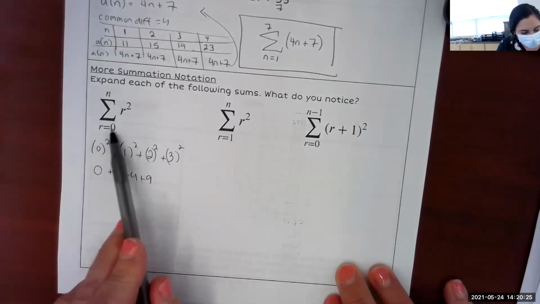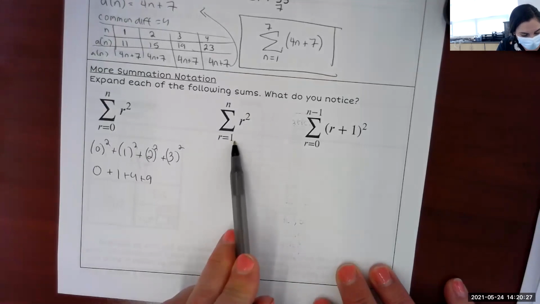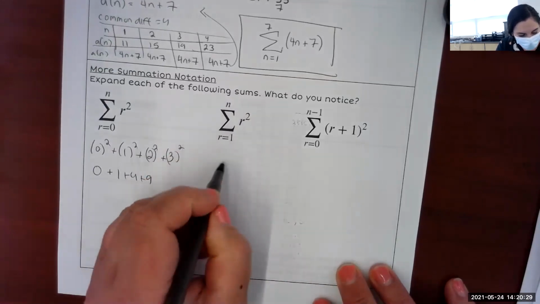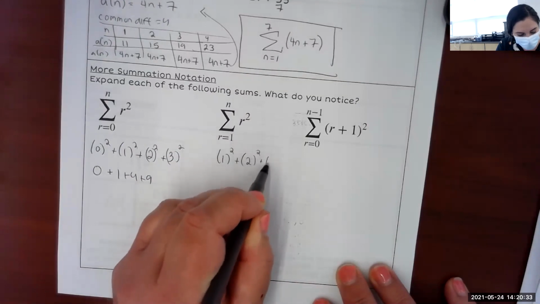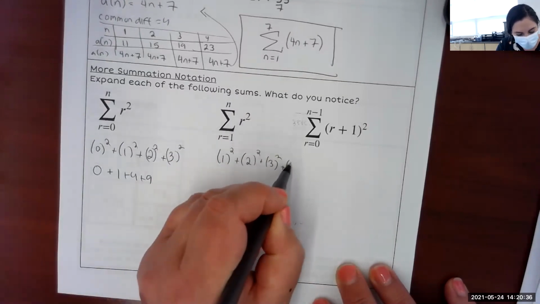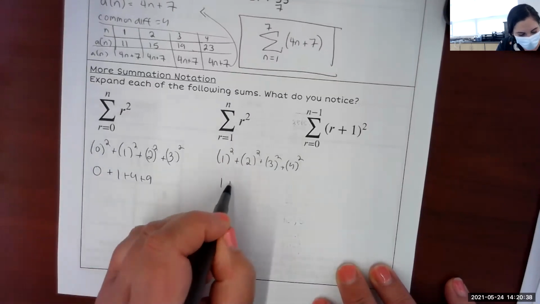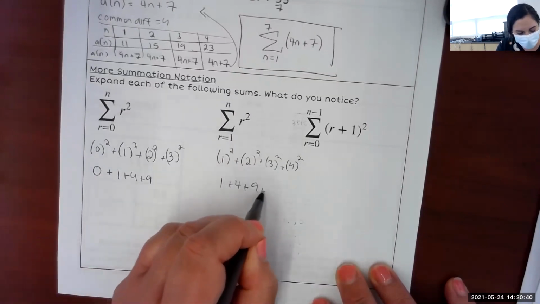And then we take, so this is different, right? So here we're starting with 1. So we start with 1 squared plus 2 squared plus 3 squared plus 4 squared. So that's 1 plus 4 plus 9 plus 16.